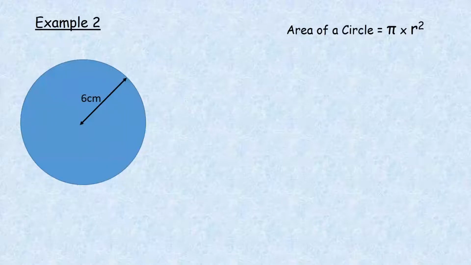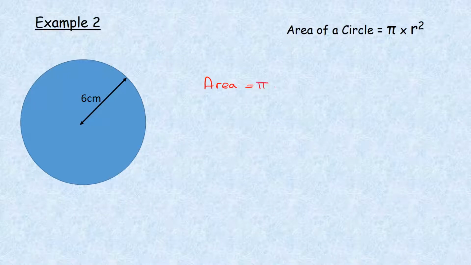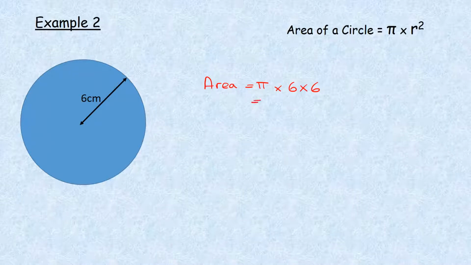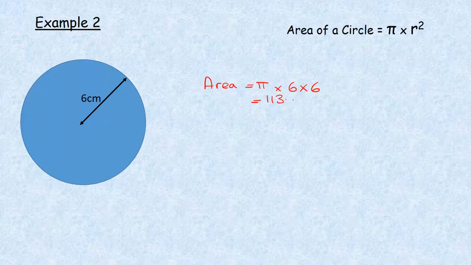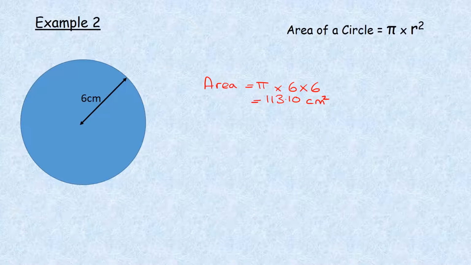Okay, so here's our second example. Again, we're going to just say area is equal to pi times 6 squared, or 6 times 6. So let's put that into our calculator. Got 36 pi, and then to 2 decimal places, we've got an answer of 113.10. And again, we've got lengths in centimeters, so we've got area in centimeters squared.